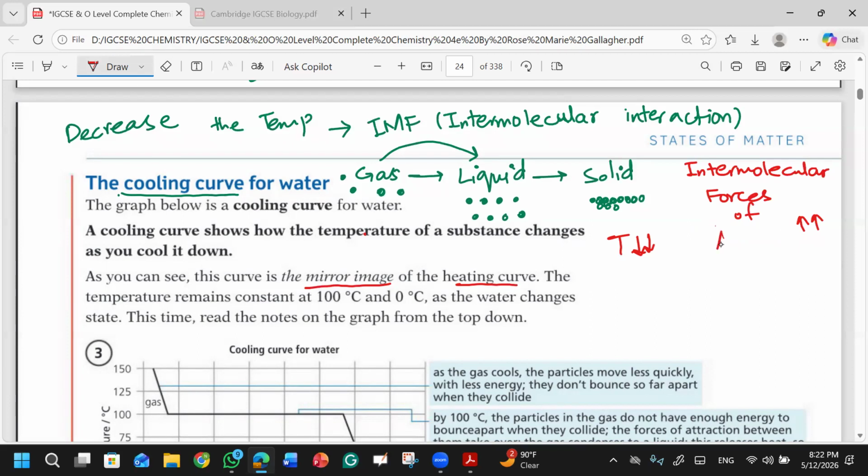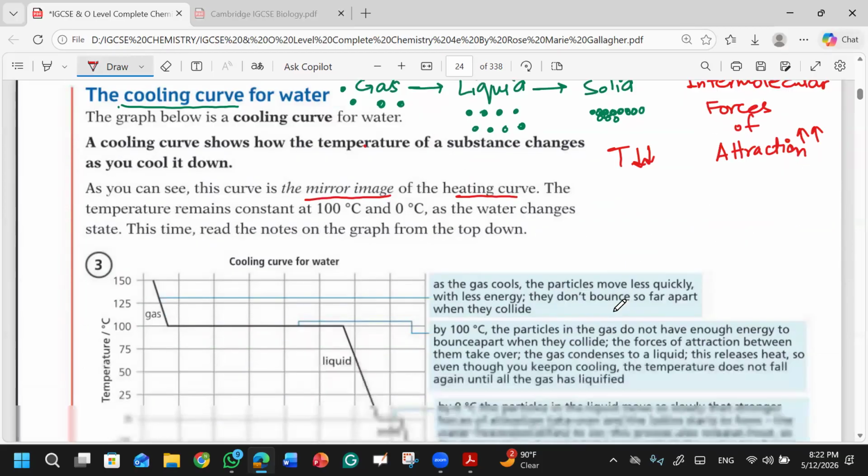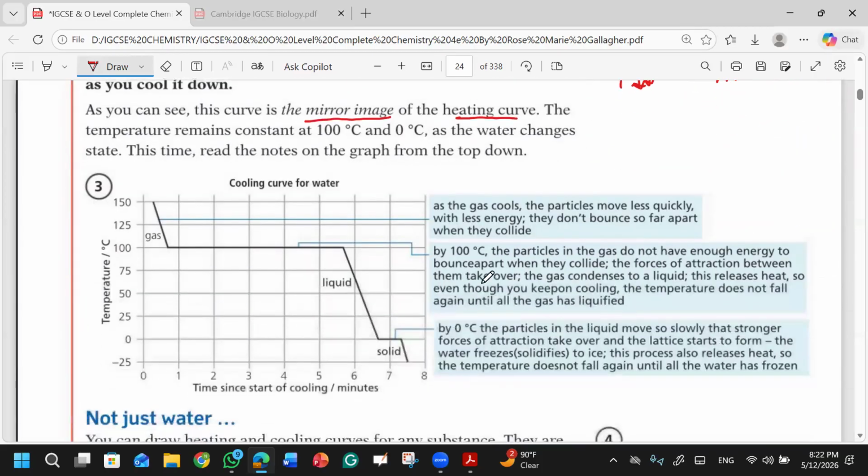So they will attract, and then from the liquid you will get a solid. Clear? Yeah. Now we can start from here. The temperature remains constant at 100 degrees and 0 degrees. Okay, the same will happen over here.